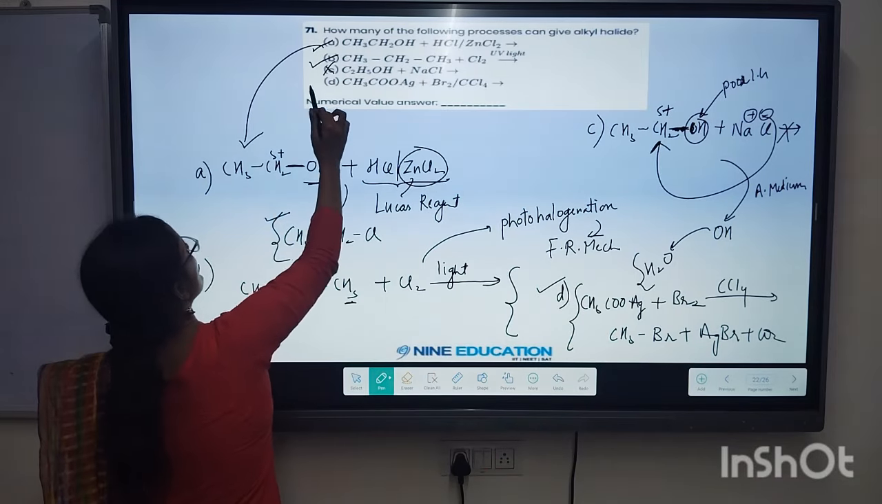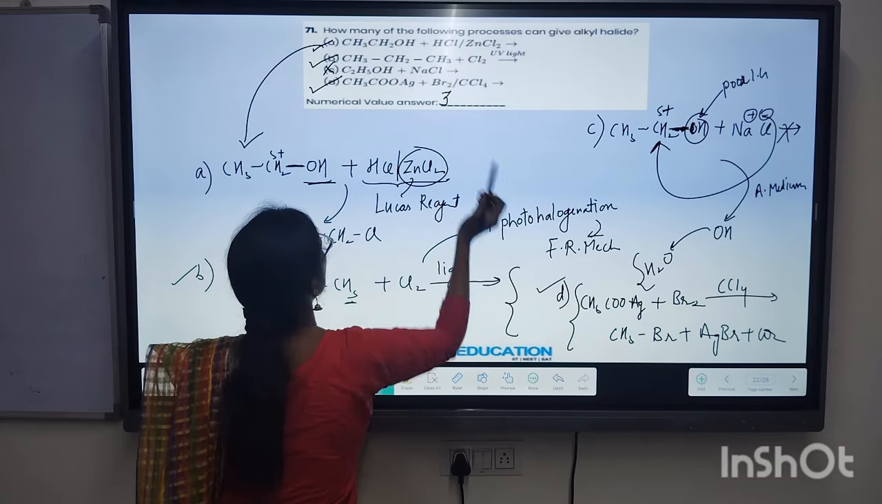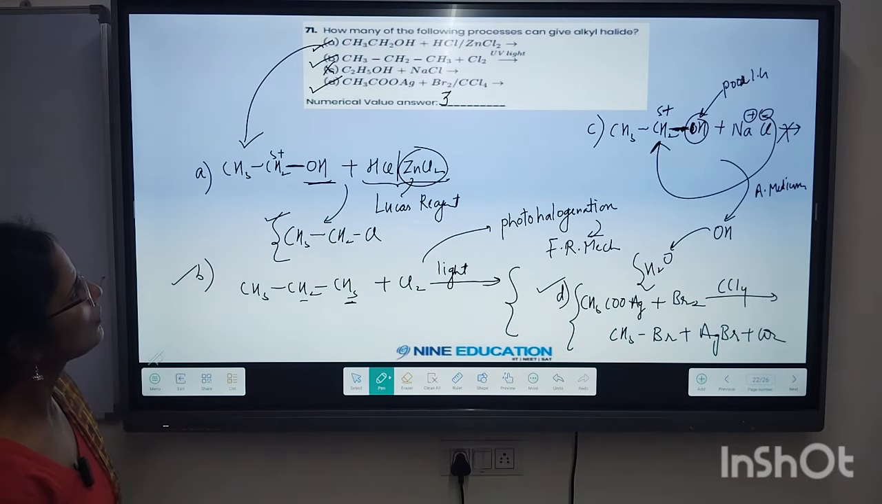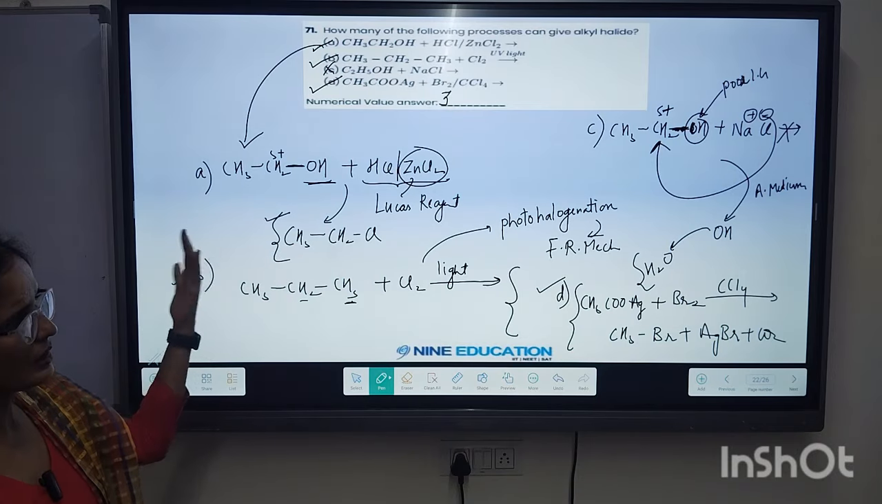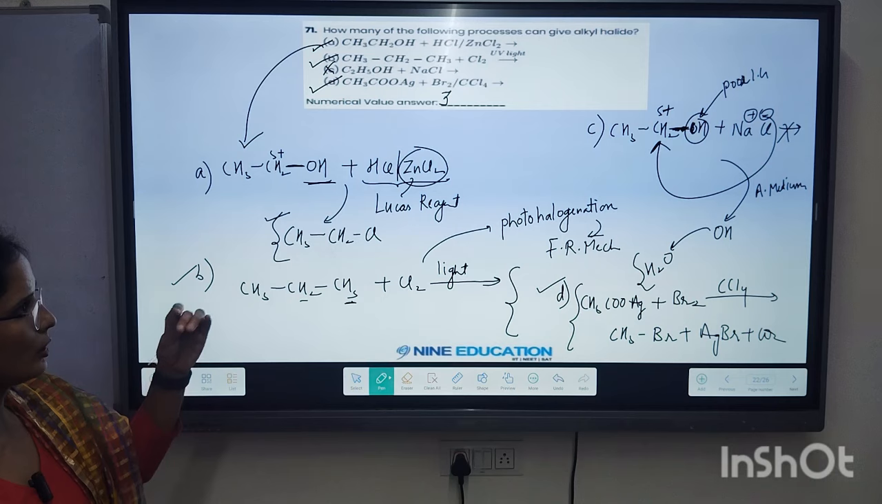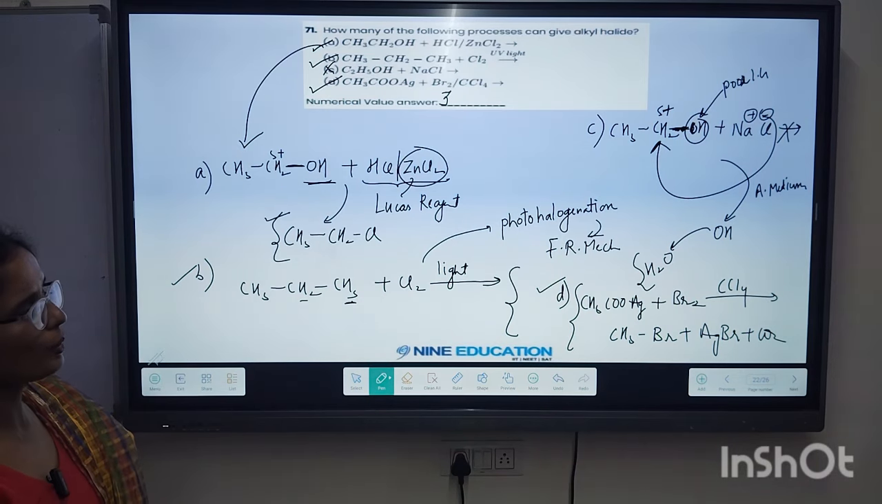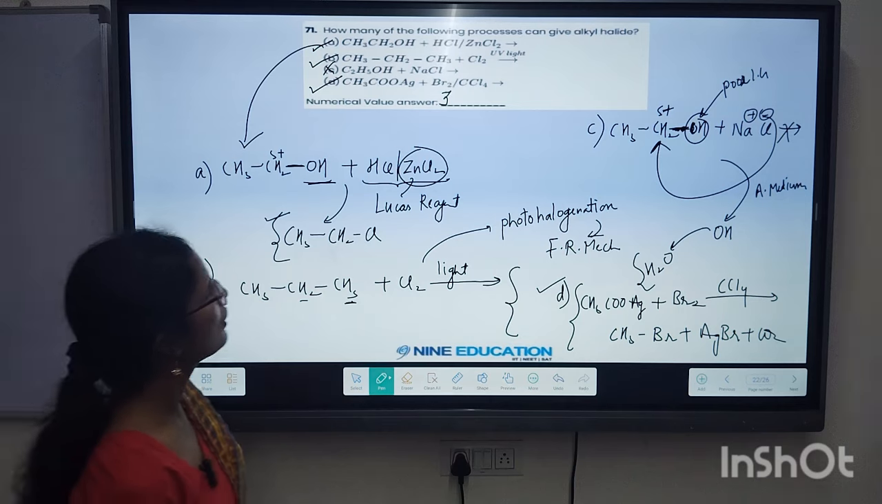So how many will be giving us alkyl halide? The correct answer will be 3. And for the C option, we have discussed it also at the start of the paper. OH minus as a leaving group is not that great a leaving group, so the reactivity would be less.